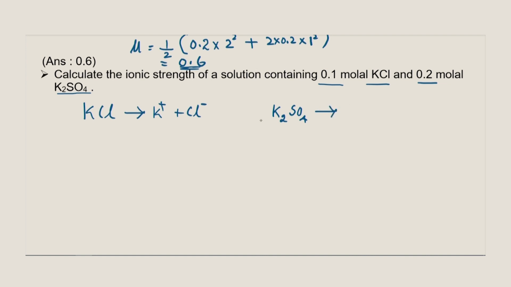You have 2 potassium ions plus SO4 2 minus. Here again, I am going to start KCl with 0.1 molar solution, which will be completely ionized, and it will be giving 0.1 molar potassium ions and 0.1 molar chloride ions. So, these are the molalities.